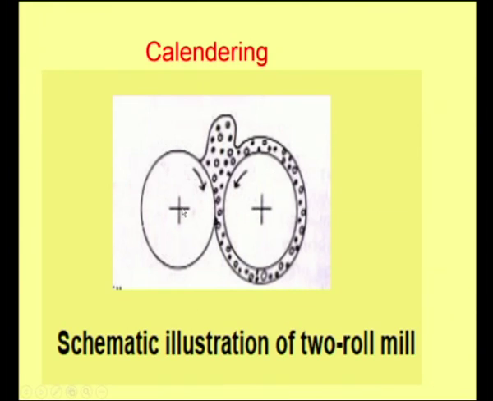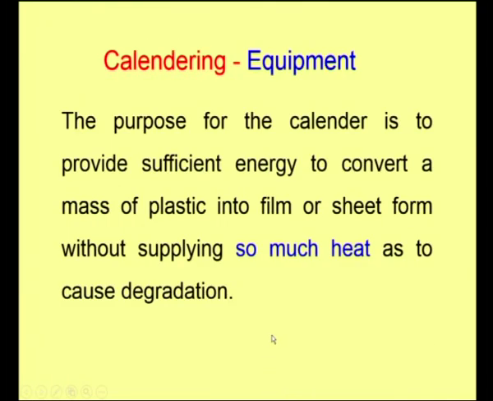This is a typical example of a two roll mill. Two rolls are rotating in opposite directions, and in between, the rubbery material or the polymeric material is subjected to high shear, and that is how the additives are mixed very well with the polymer. This is a typical example of a two roll mill used in the olden days, particularly in the rubber industry. Now, next we will move on to the equipment details required for the calendering process.